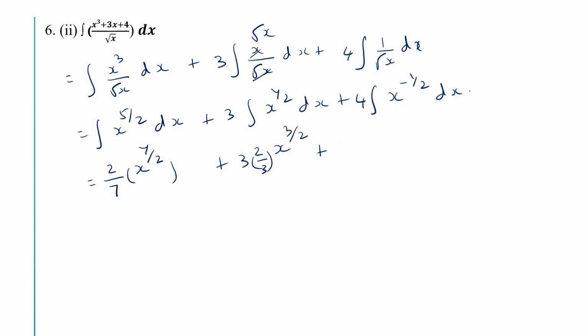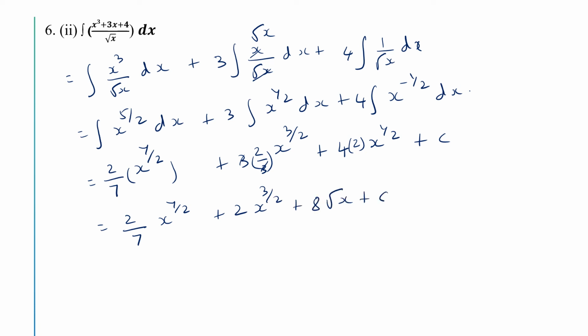Then plus 4 into integral x raised to minus half dx is x raised to minus half plus 1 by minus half plus 1. So divided by half, reciprocal is 2 plus c. So this is equal to 2 by 7 x raised to 7 by 2 plus 2x raised to 3 by 2 plus 8 root x plus c.